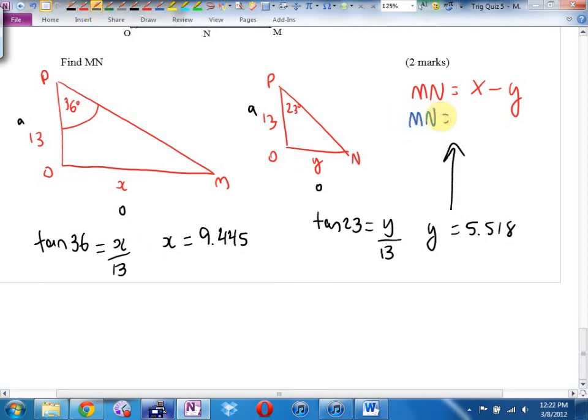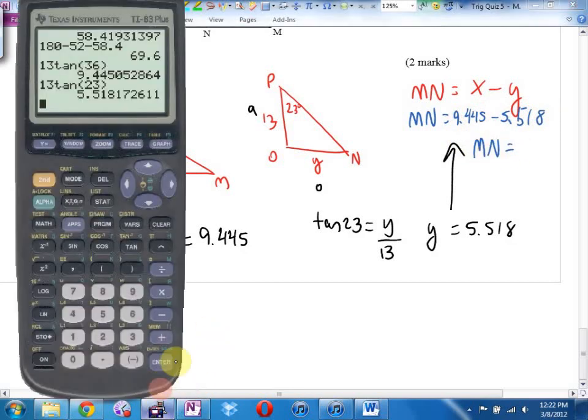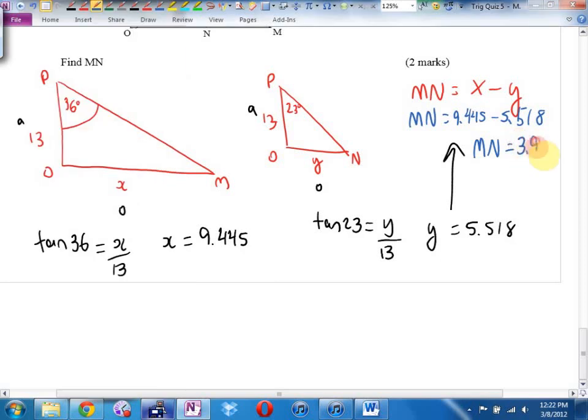MN equals 9.445 minus 5.518. MN equals 9.445 minus 5.518. You get 3.93 or 3.9? Two marks.